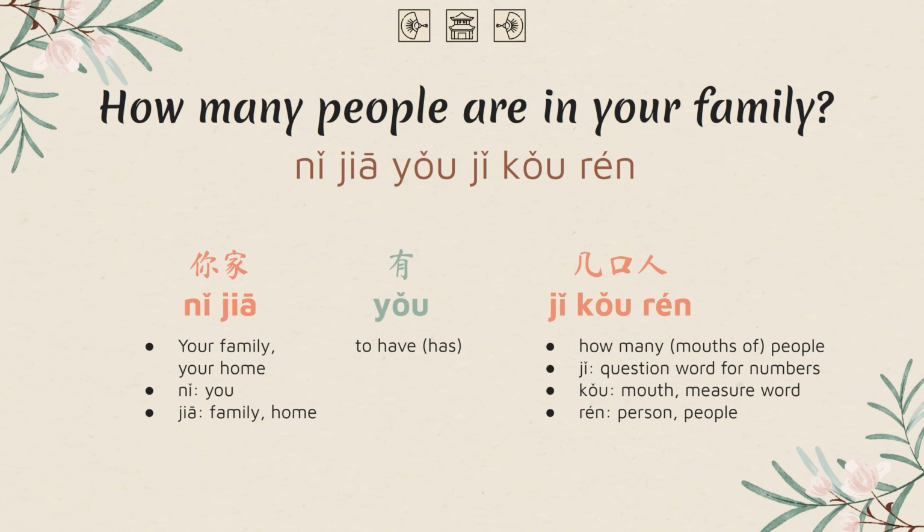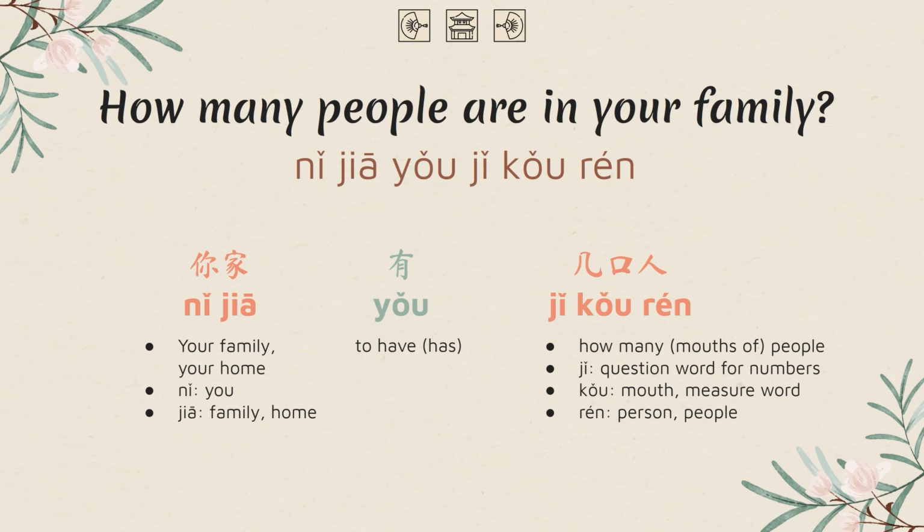几 is a question word for numbers. You might remember it from our last class. 几月几号, what date? 口 means mouth, but here it's used as a measure word. And measure words are a distinct feature of Mandarin Chinese. They actually exist in English too, and mostly with uncountable nouns such as liquid. For example, there are many ways to measure water. You could say a drop of water, a cup of water, or a bottle of water. In these phrases, drop, cup, and bottle, they're all used to measure water.